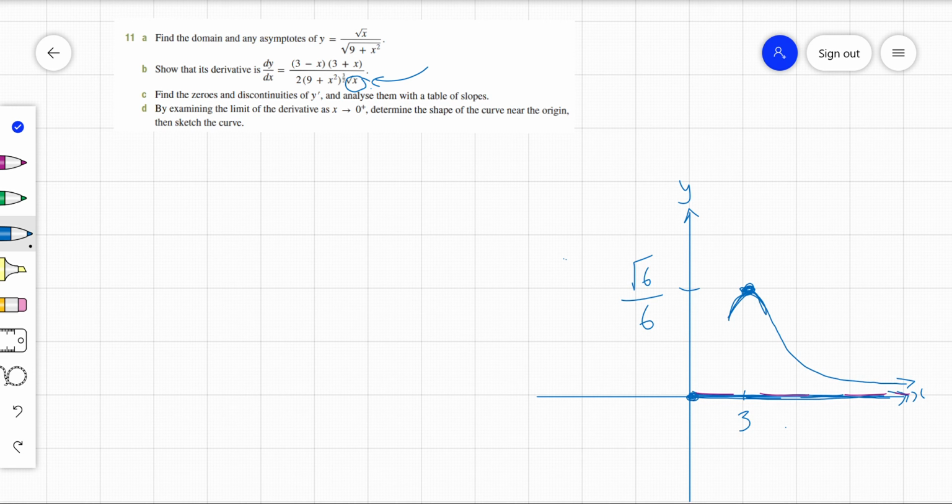So what does it do at 0? What does y dash do as x comes towards it from the right? So as x comes this way towards 0, what is y dash doing? All right, good question. So let's have a look at our y dash up here. As x goes towards 0, it's getting smaller and smaller and smaller here on the bottom.